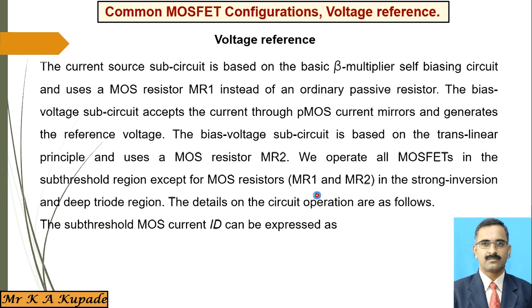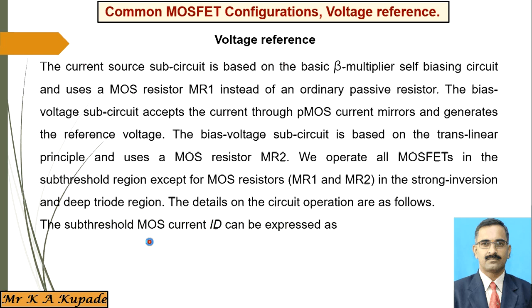In the strong inversion, except the MOS resistors MR1 and MR2, which are in the strong inversion and deep triode region. They are in the deep triode region, that means that particular ohmic region they are operating on. That means this MR1 and MR2 are acting in the ohmic region, whereas all the other MOSFETs are operating in the subthreshold region. The details of the circuit operation are as below. We will discuss how that particular equation can be generated now.